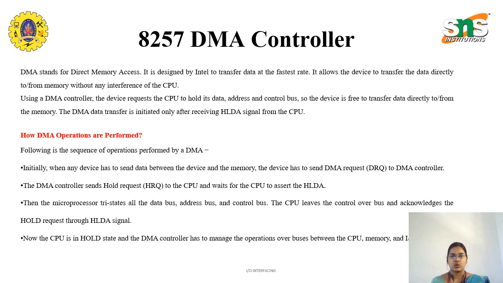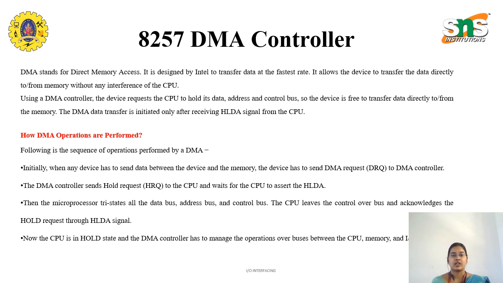Using a DMA controller, the device requires the CPU to release its data bus, address bus, and control bus, so the device is free to transfer data directly to or from memory. The DMA data transfer is initiated only after receiving the hold acknowledgement signal from the CPU. So how are DMA operations performed? Following is the sequence of operations.